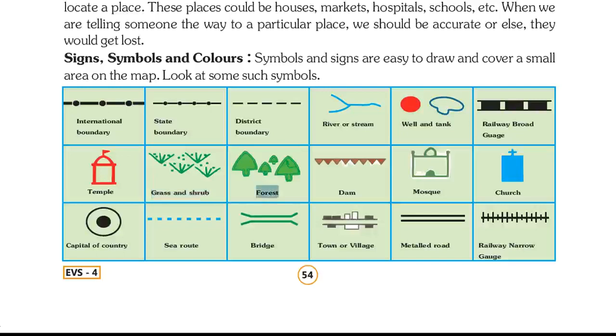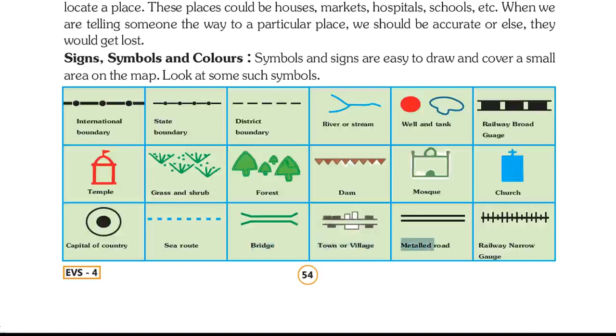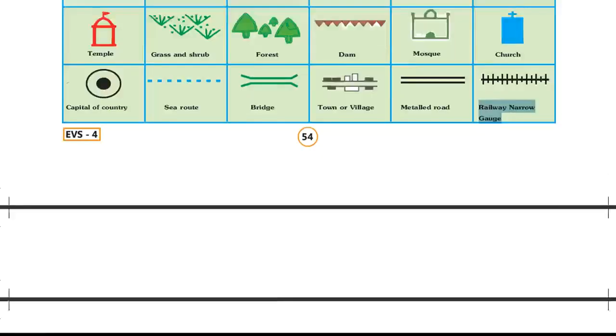forest, dam, mosque, church, capital of country, sea route, bridge, town or village, metalled road, railway narrow gauge.